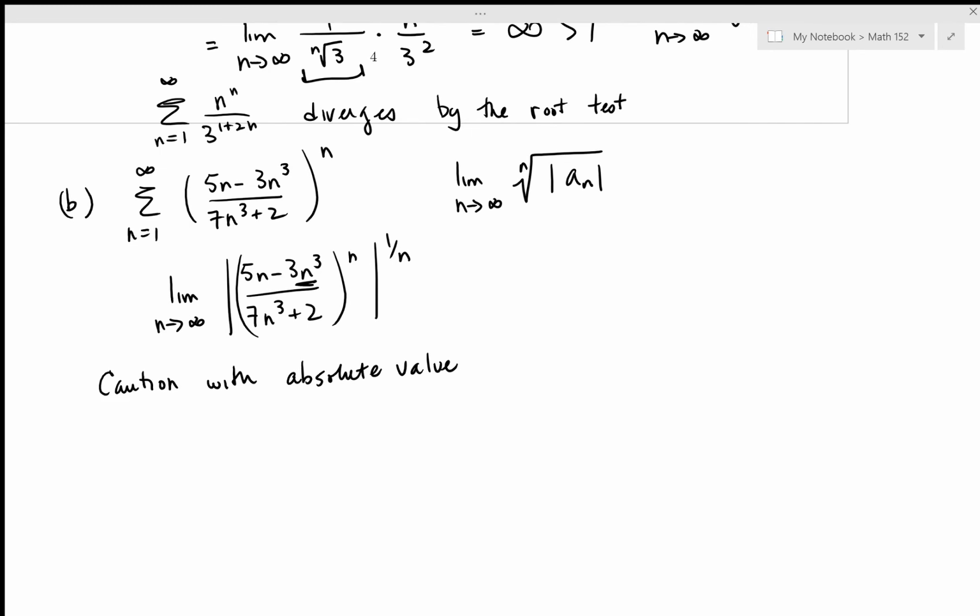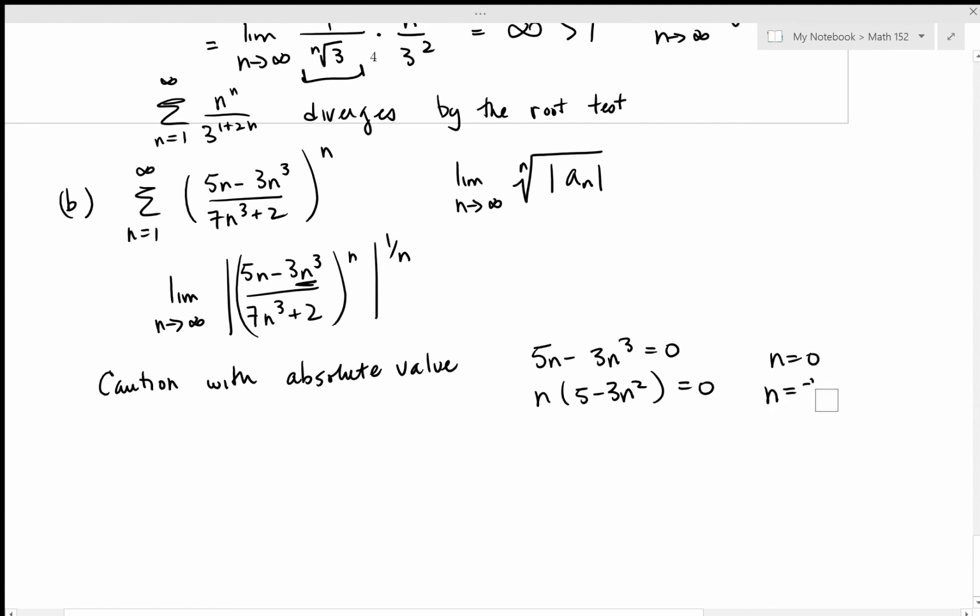So I'm going to take a look at when does this equal 0. I factor out the n, and I see it equals 0 when n equals 0, and when n equals plus or minus the square root of 5/3. Okay, so that means when n is 1, it is negative. No, sorry. When n is 1, it's positive. And then by the time n is 2, it is already negative. So I need to be careful.